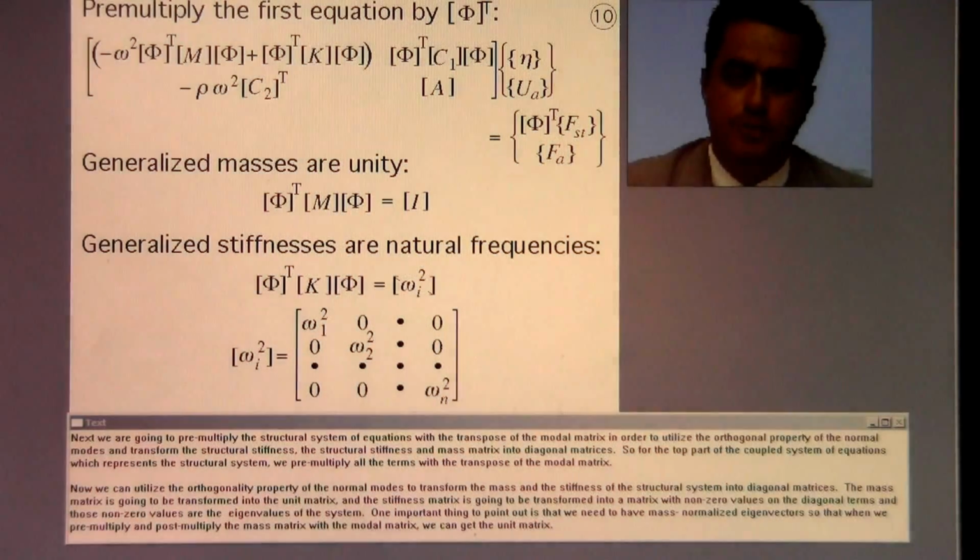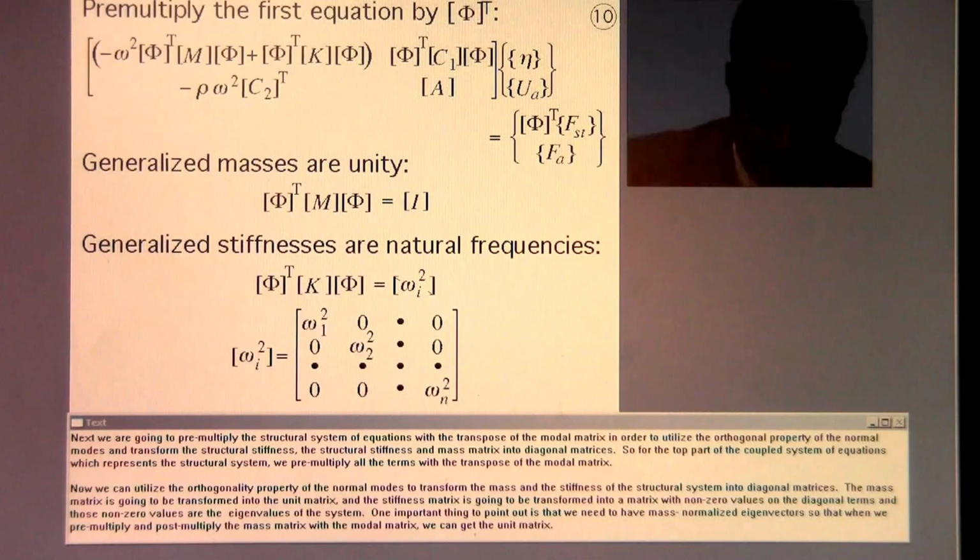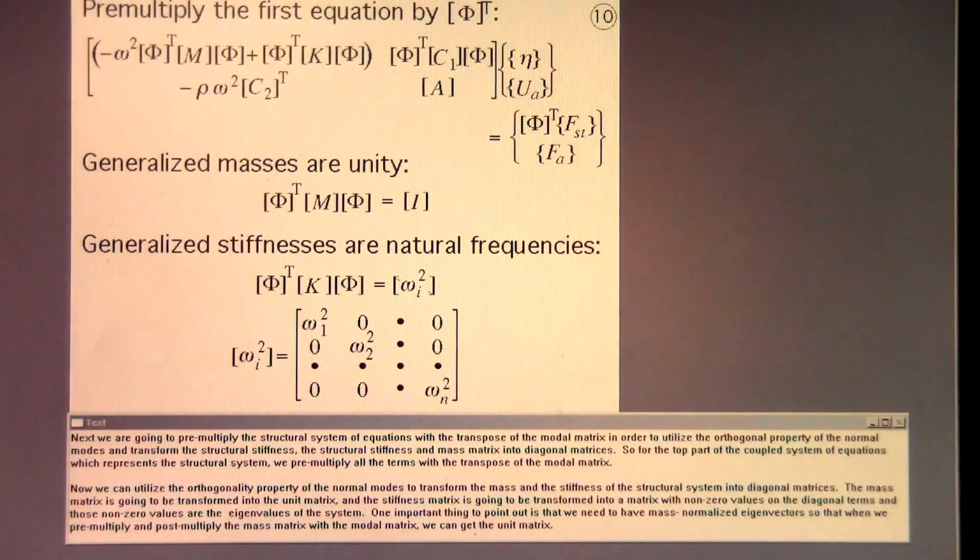Next, we are going to pre-multiply the structural system of equations with the transpose of the modal matrix in order to utilize the orthogonality property of the normal modes and transform the structural stiffness and mass matrix into diagonal matrices. So for the top part of the coupled system of equations, which represents the structural system, we pre-multiply all the terms with the transpose of the modal matrix.